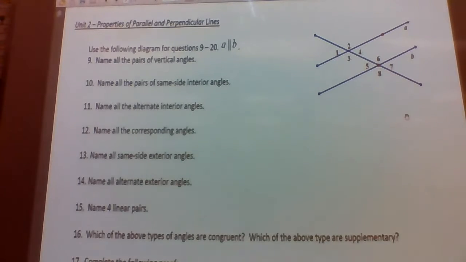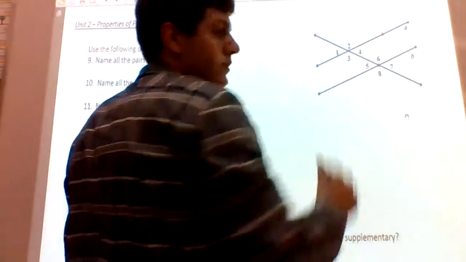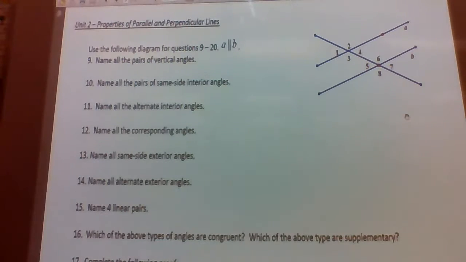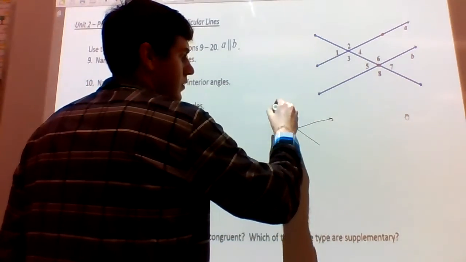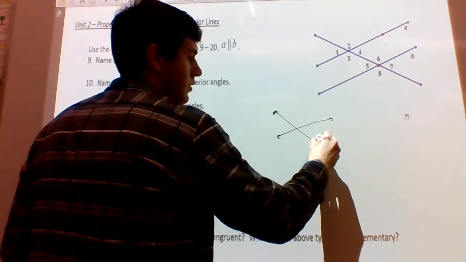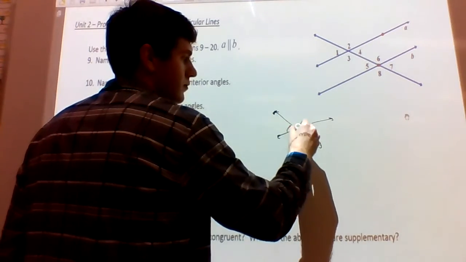All right, so it's saying use the following diagram for questions 9 through 20. We're given that A and B are parallel. That's a significant piece of information. Name all the vertical angles. So again, vertical angles we can think of as when two lines cross each other. The angles that are opposite each other are vertical angles.